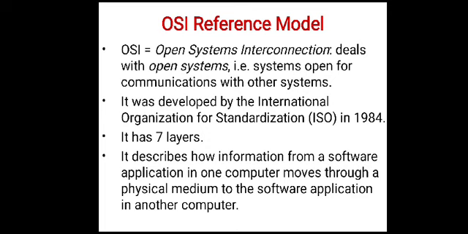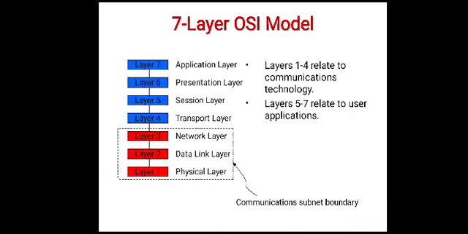It also describes how information from a software application in one computer moves through a physical medium to the software application in another computer. It has 7 layers, namely application layer, presentation layer, session layer, transport layer, network layer, data link layer, and physical layer, in which application layer, presentation layer, and session layer are known as software layers, and the network layer, data link layer, and physical layer are referred to as hardware layers.